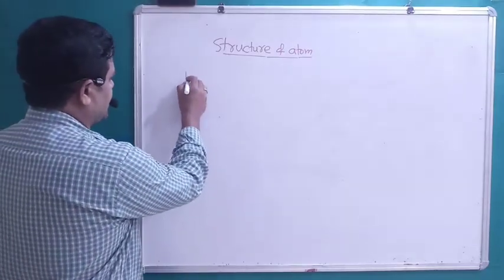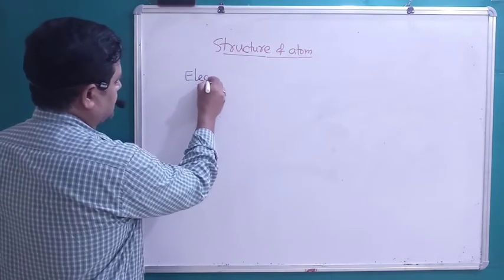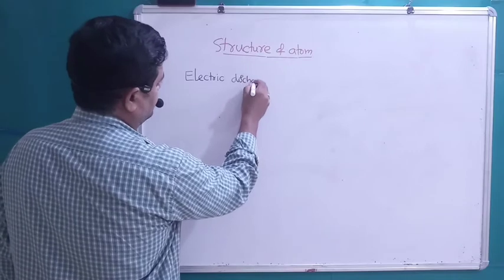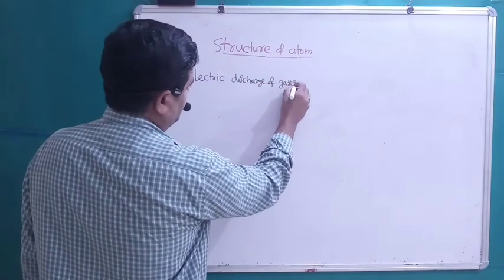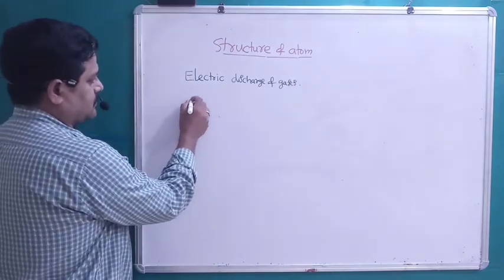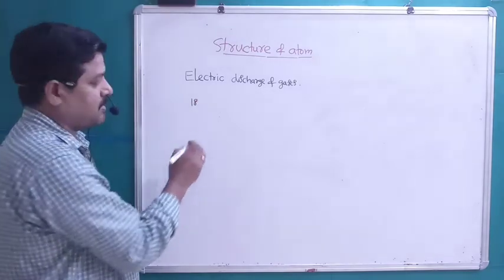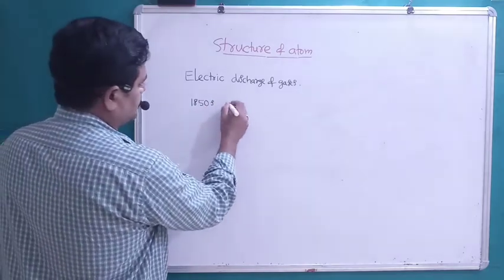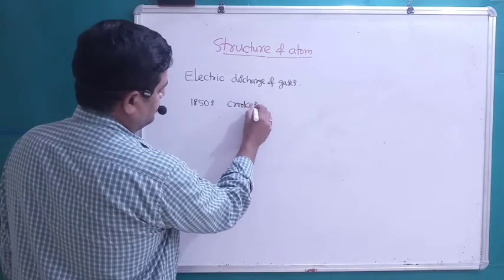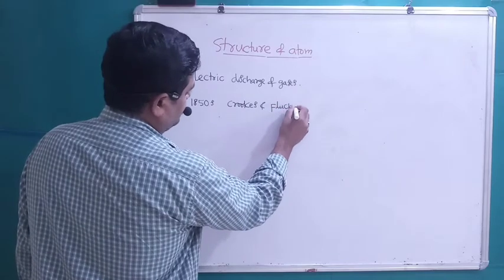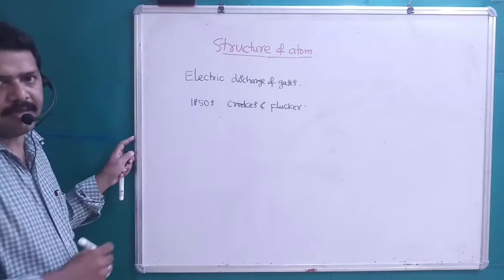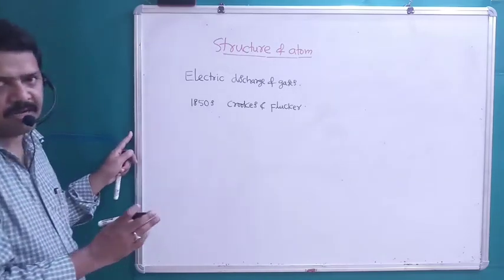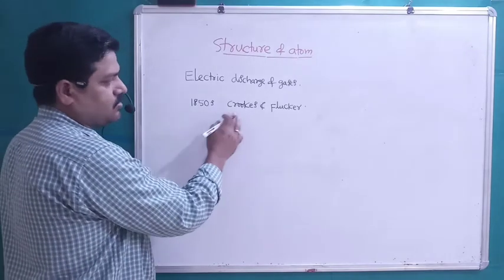Then scientists started doing the experiments, that is electric discharge of gases. The first considerable experiment was done by two scientists in the 1850s, Crookes and Plucker. Two scientists started the considerable experiments by using the cathode ray tube. Okay, the discharge tube experiment was started by Crookes and Plucker. So that's why the discharge tube is also known as a Crookes tube.